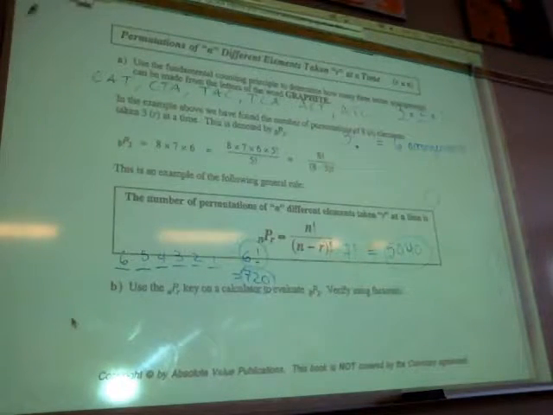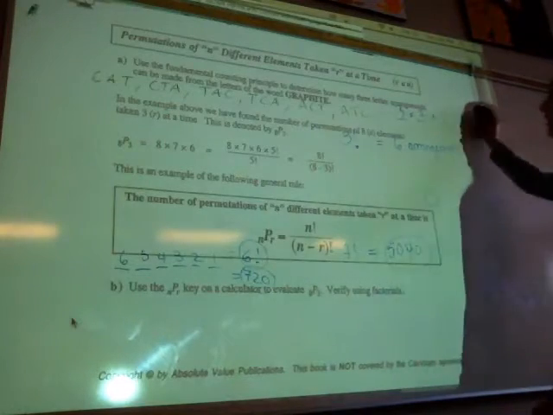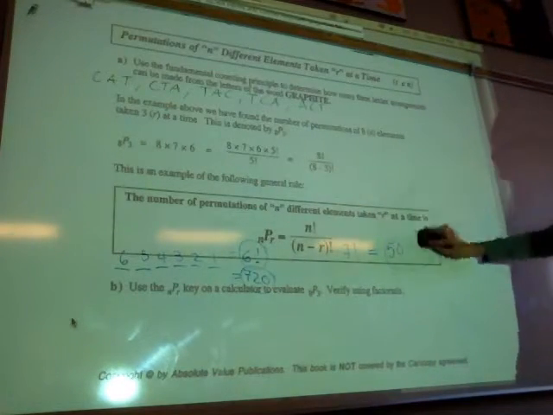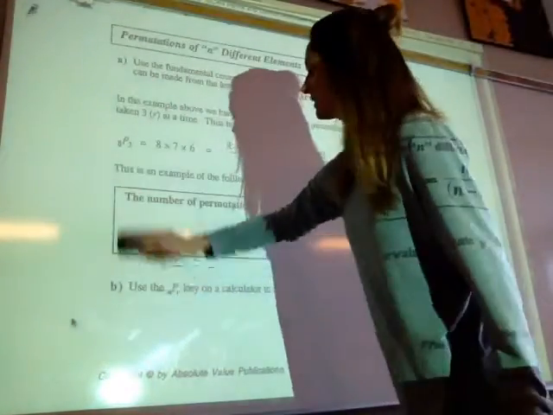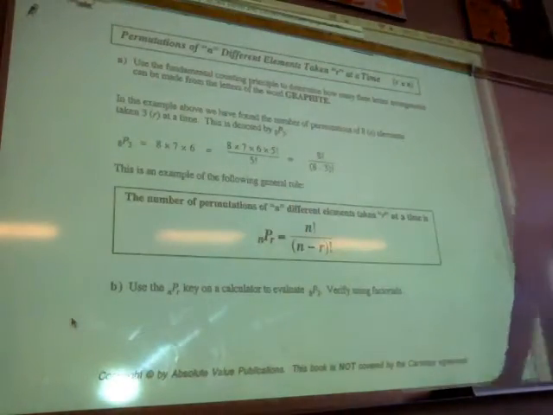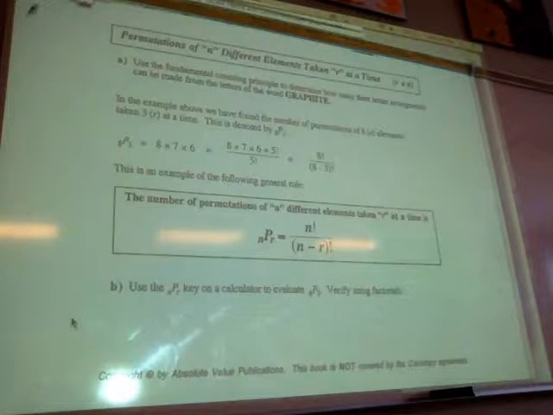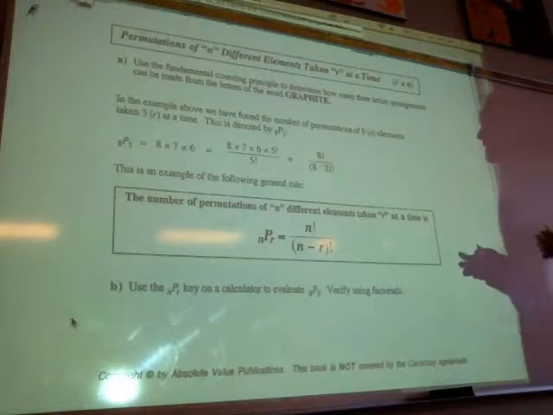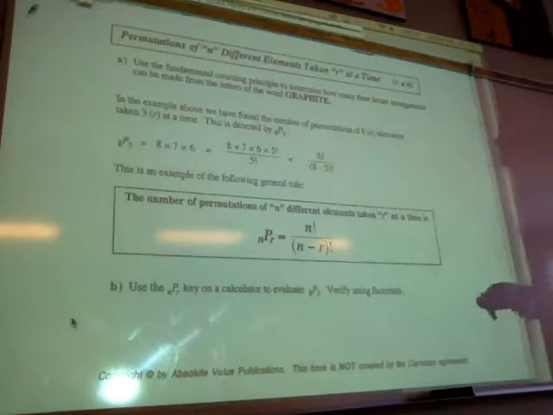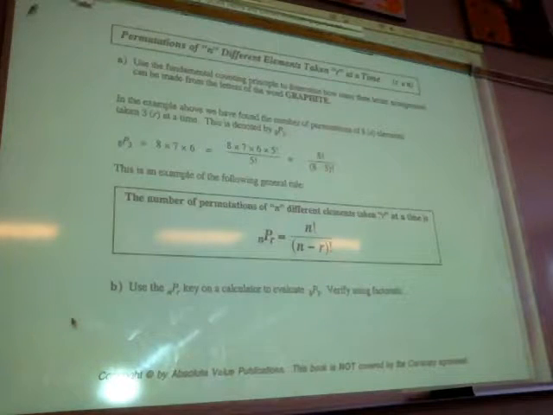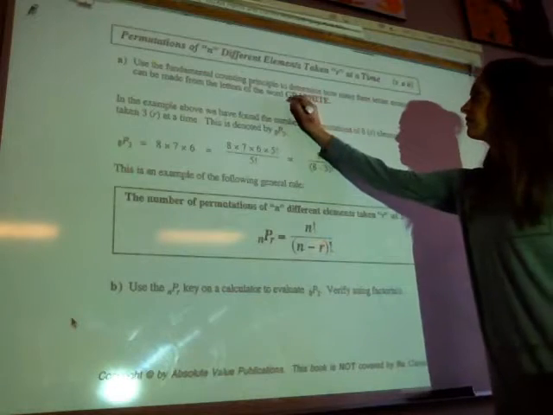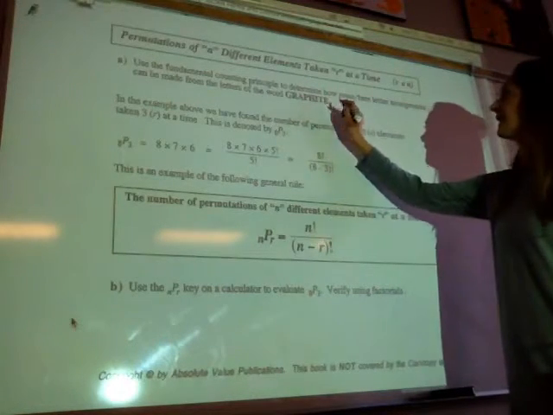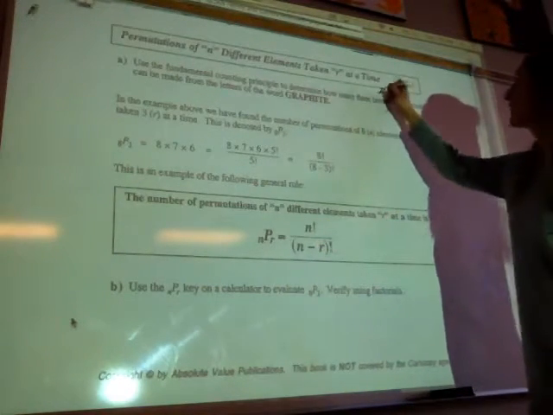So permutations of n different elements taken r at a time. What we just looked at was the situation where we're taking all at a time, so it's just simply n factorial. But there might be a case where you're only taking 3 of the letters at a time, or 4 of the letters, not all 7 letters. So we have to consider a different case. Use the fundamental counting principle to determine how many 3-letter arrangements can be made from the letters of the word graphite. We have 8 letters total. We need to create a 3-letter word.